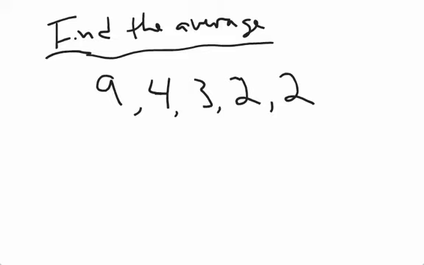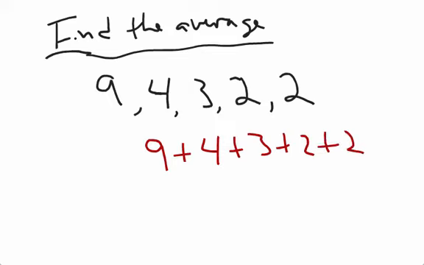And here's how you find the average. You add the set of numbers together. In this case there are 5 numbers to add together. If there was more, I would add them all. In this case there's 5. And then, I'm finding the average.